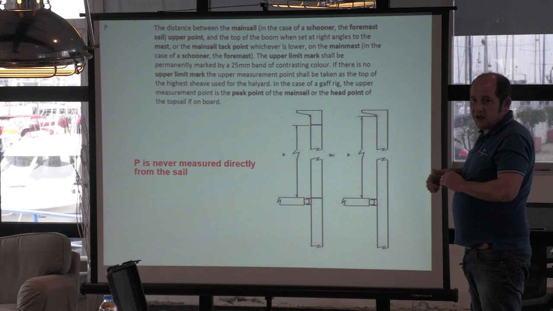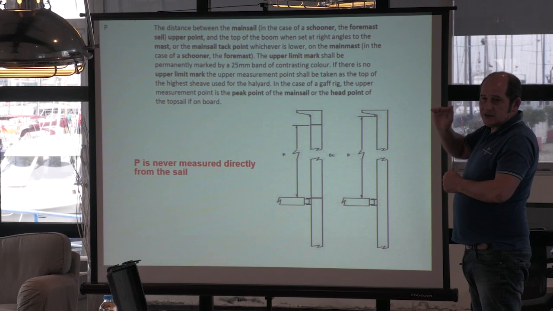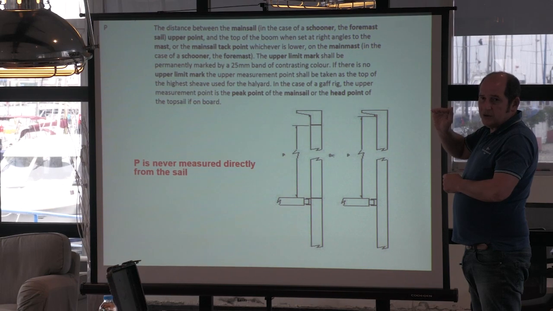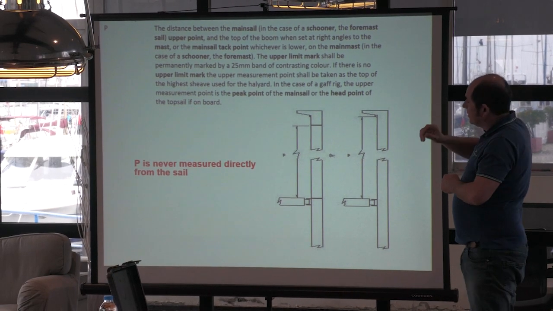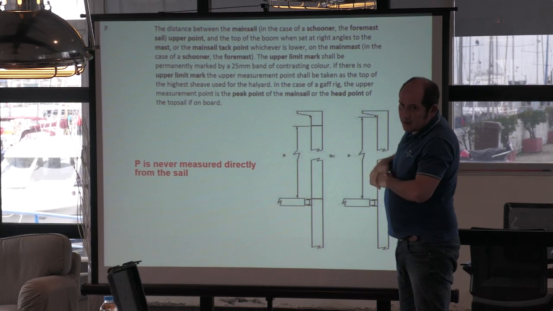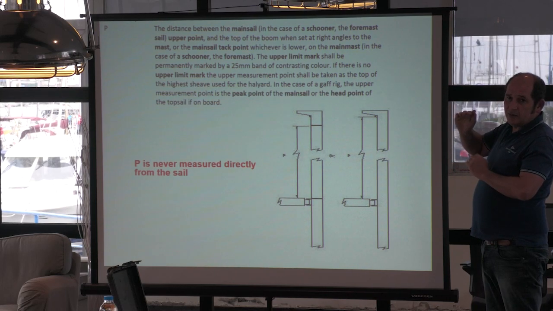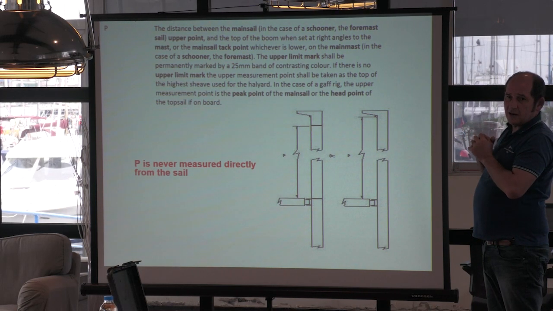And for that, you will have to hoist the sail to the maximum distance that it is used while racing, and you will be able to put the mark at the right position for the sail not being able to go up past this mark.